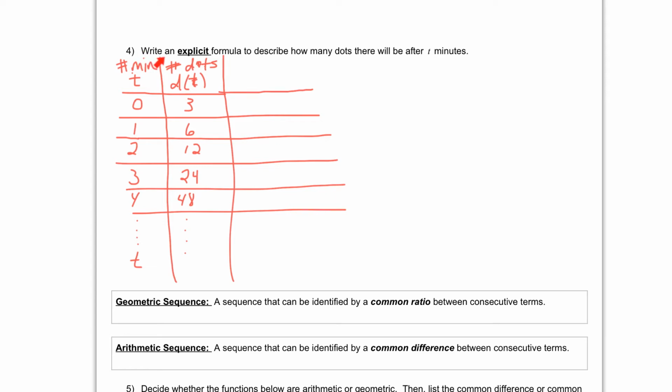Number 4 says write an explicit formula to describe how many dots there will be after t minutes. So in question 3, we wrote the recursive formula. Now we want to work on the explicit formula. So I'm going to help you develop that train of thought of what we're doing here.